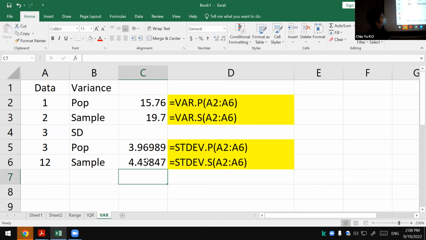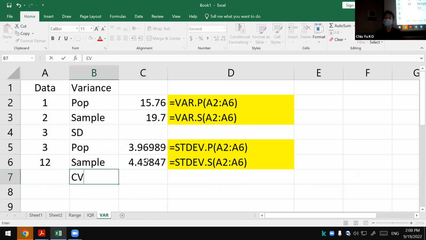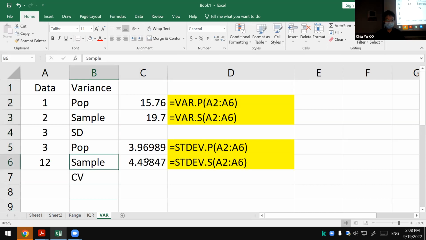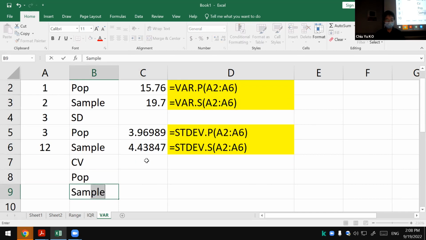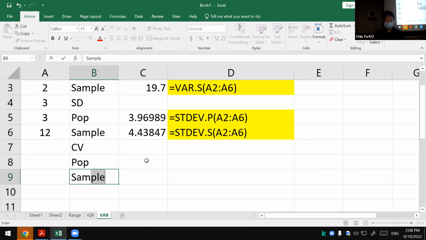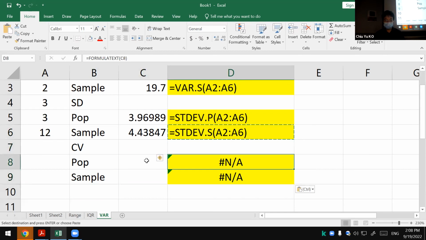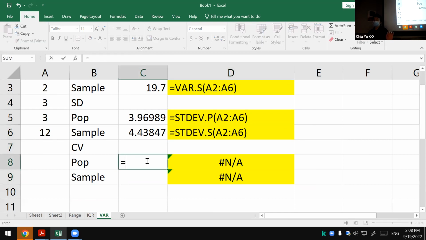Okay, and one immediate question out of your mind probably is how to do CV, right? So that shouldn't bother you, but do remember you have two versions again: a population version and a sample version. And let's see the formula. The population version will be population SD divided by the mean times 100. All right, look at the formula.